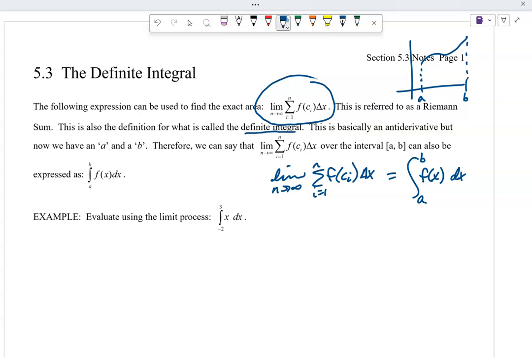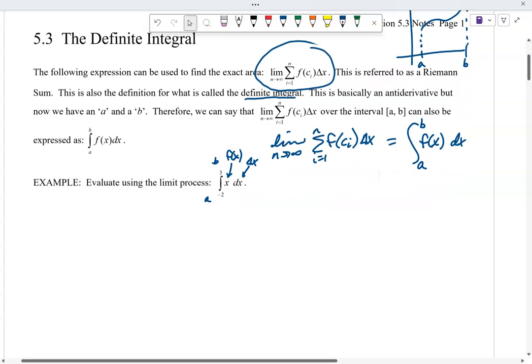So if you look at this first one, it's saying evaluate this first example from -2 to 3. So here's our a, here's our b, there's our f of x, and there's our dx, which, by the way, is our delta x, the width of the rectangle. So using the limiting process, we could do this just like we did last time.